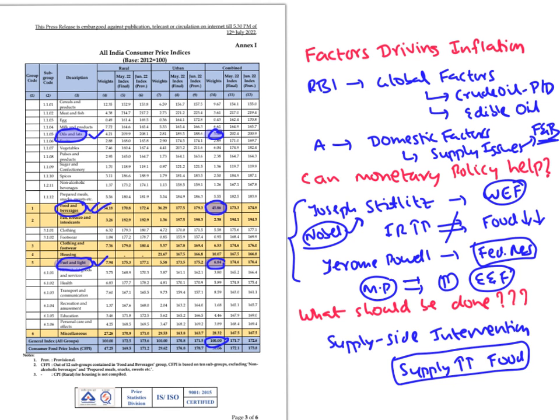Otherwise, by raising interest rates and all these things, you will not be able to control food price inflation, an inflation which is predominantly led by the prices of food. Very, very important article. I hope you have understood the overall context of the article. It is very important to quote these prominent people. One is a Nobel laureate, the other is the chairperson of the Federal Reserve, which is the Central Bank of America.